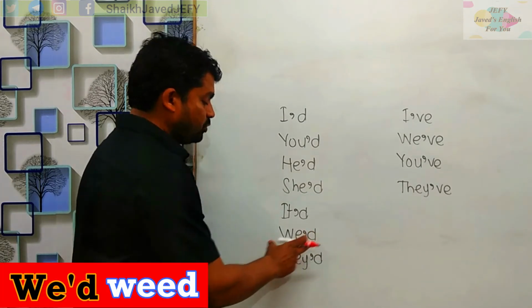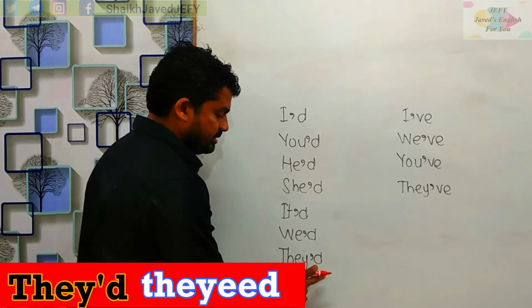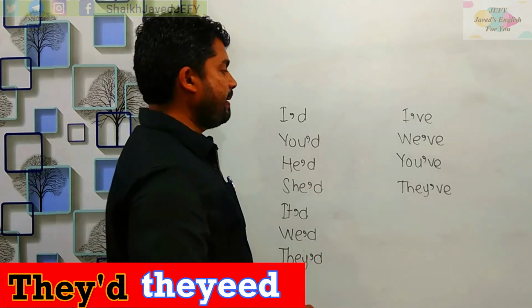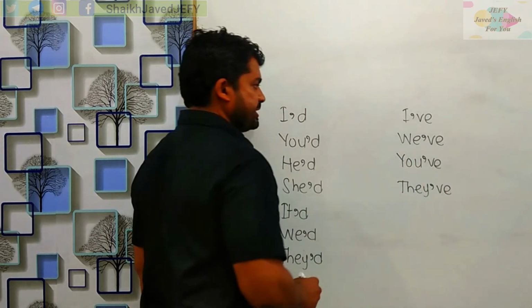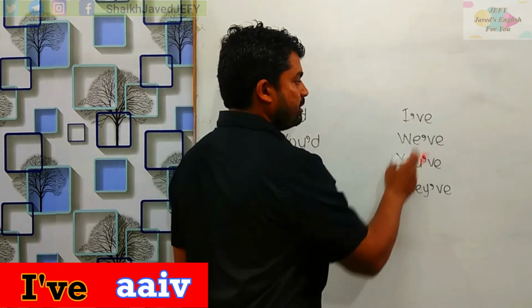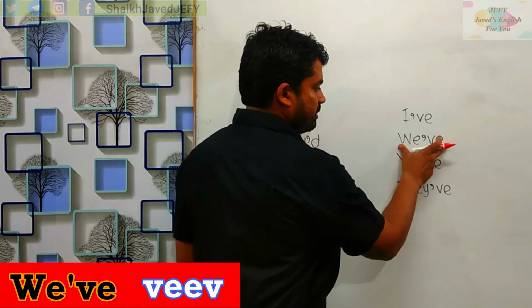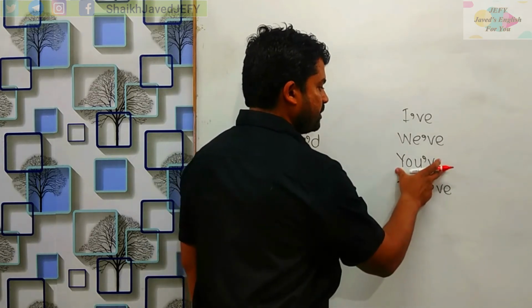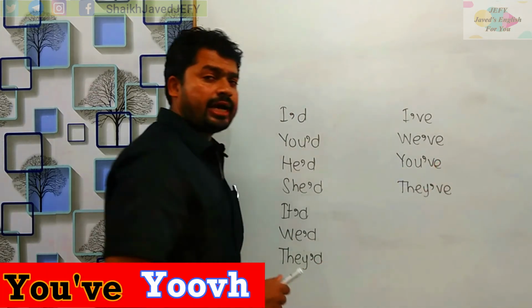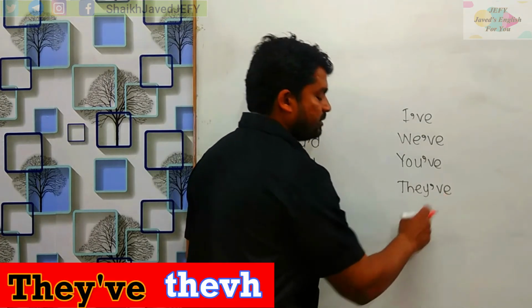We'd, how do we read it? We'd. And they'd in this way. Now these are 4 important contractions in English language. I've in this way. We've in this way. You've like that. The last one, they've in this way.